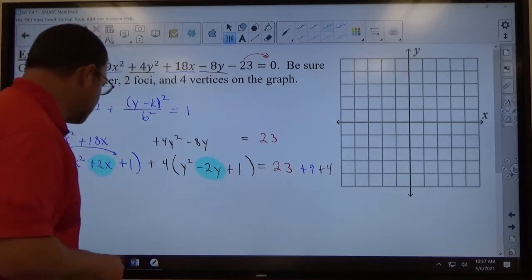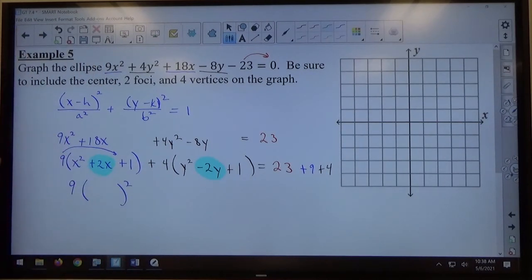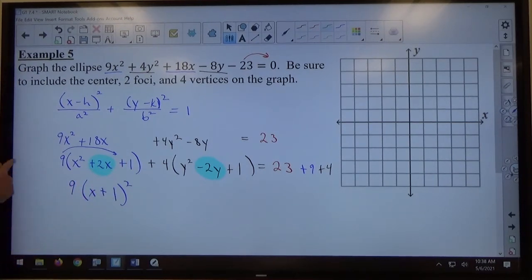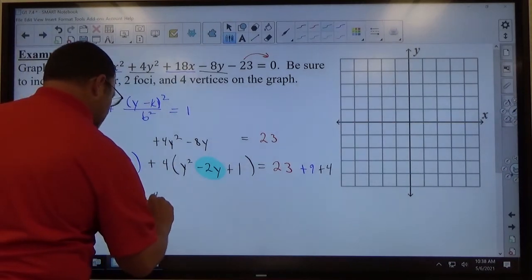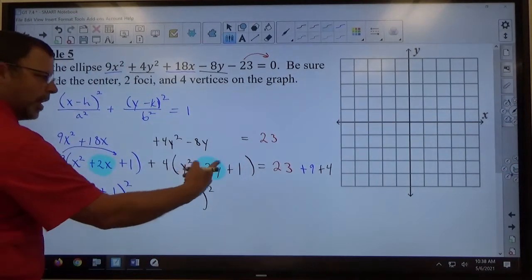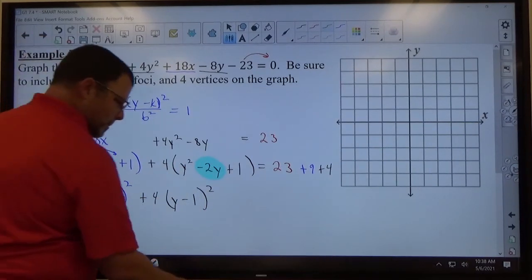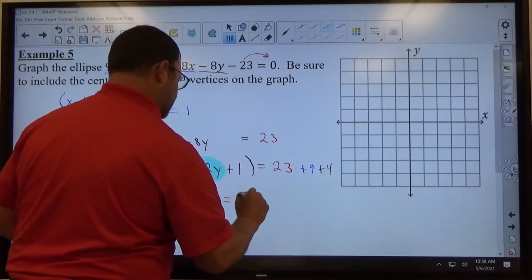Next, we're going to factor. So I'm going to get 9, and I'm going to get a parentheses squared. And factoring is what it has been. I've got a letter, a sign, and a number. The letter is the first letter. The sign is the sign of the second term. The number is the square root of the third term. X plus square root of 1 is 1. Then I got my plus 4 parentheses squared. I need a letter, a sign, and a number. The letter is y, the sign is negative, and the number is the square root of 1. And over on the right-hand side, 23 plus 9 is 32, plus 4 is 36.